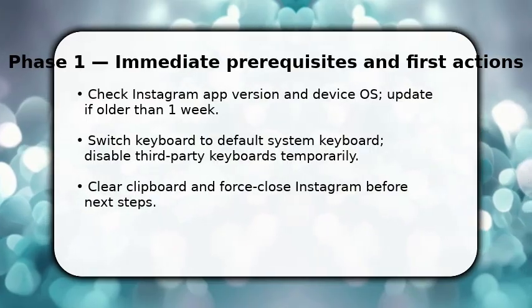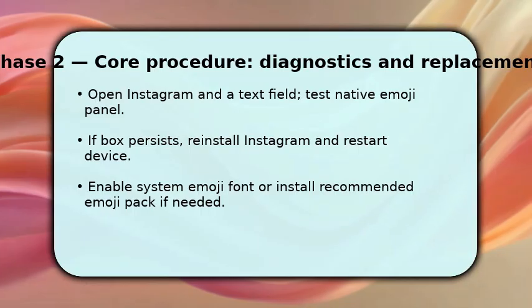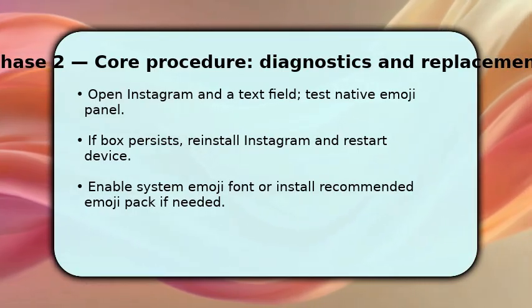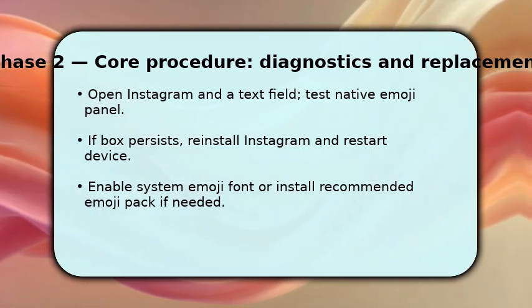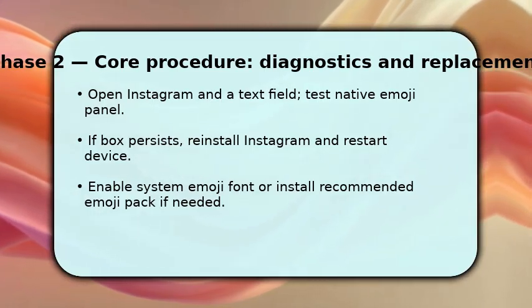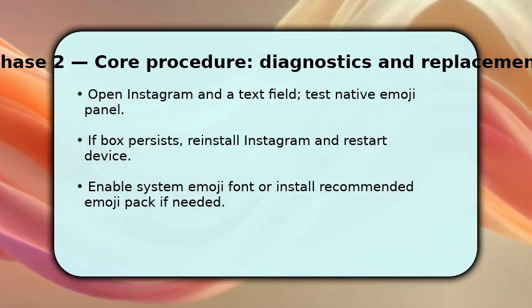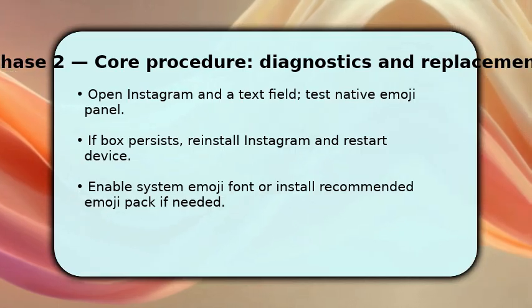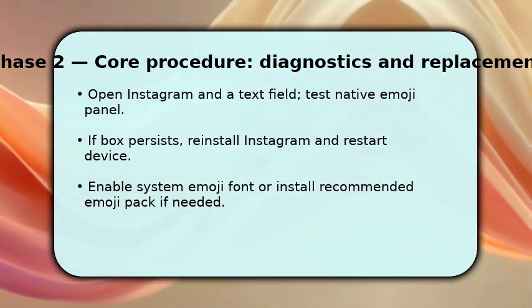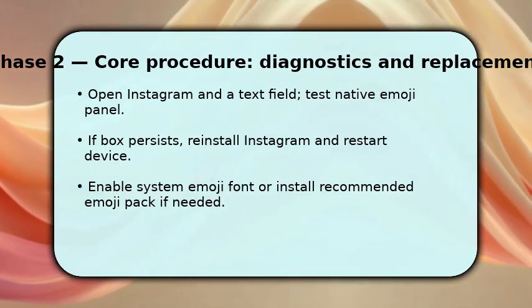Now you'll replace the broken mapping that shows boxes instead of emoji. Open any Instagram text field and use the native emoji panel. If emojis display correctly there, the issue was your keyboard. If boxes persist, uninstall and reinstall Instagram to refresh its emoji assets, then restart your device to reload fonts. If your OS lacks recent emoji, enable the system emoji font or install the recommended emoji pack.